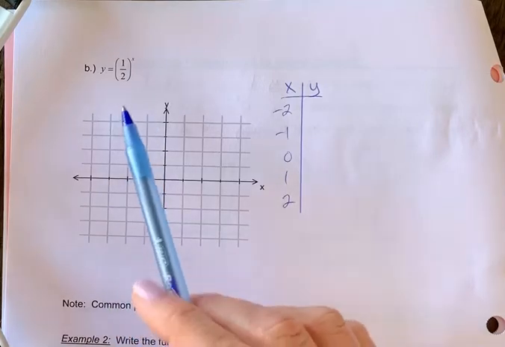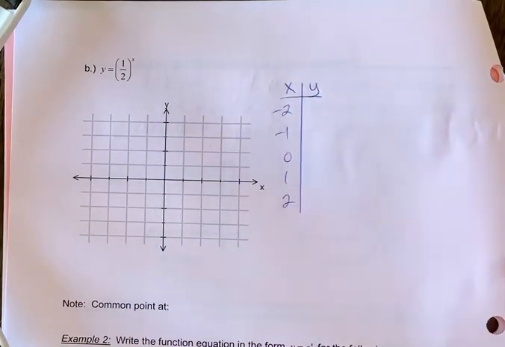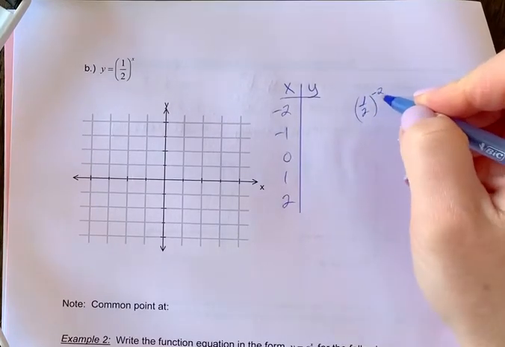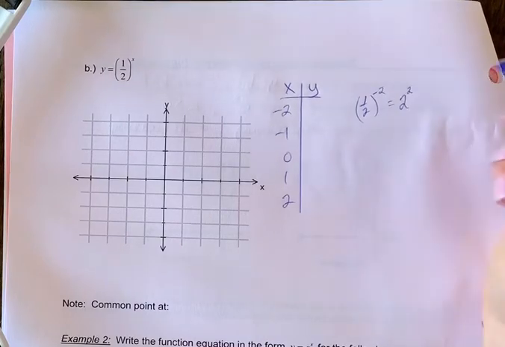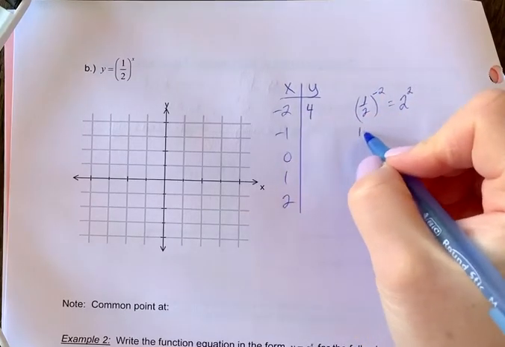Let's graph y equals 1/2 to the exponent x. I've got a table of values. We're going to choose our x values here. So we're going to plug 1/2 into the -2. Remember, with the negative exponent, you take the reciprocal, so that it becomes a positive exponent. So 1/2 to the -2 is 2 squared, which is 4.